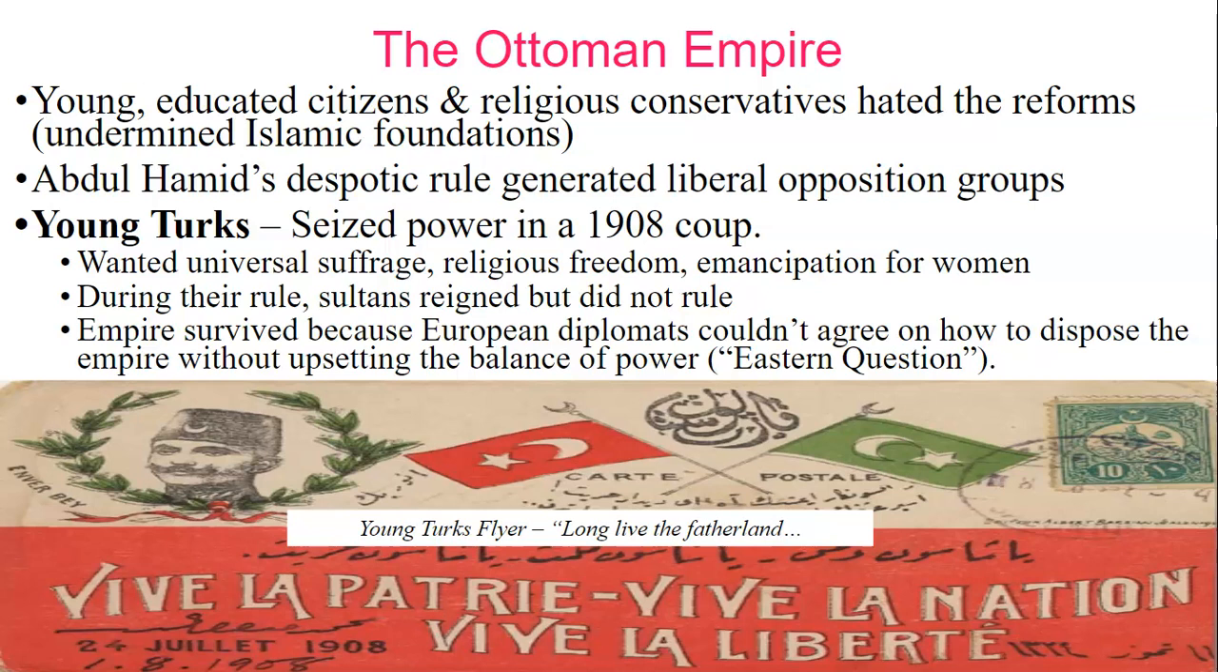Then you have the young educated citizens and religious conservatives. They hate the reforms because it undermines their religious foundations. And then you have Abdul Hamid's despotic rule. It generates those liberal opposition groups. And the Young Turks are going to seize power in the 1908 coup. They want universal suffrage. They want religious freedom. They want emancipation for women. During their rule, the sultan reigns, but they do not rule. And the empire survives because European diplomats couldn't agree on how to get rid of the empire without upsetting the balance of power. So, if you want to know about this, it'll pop up in your reading.